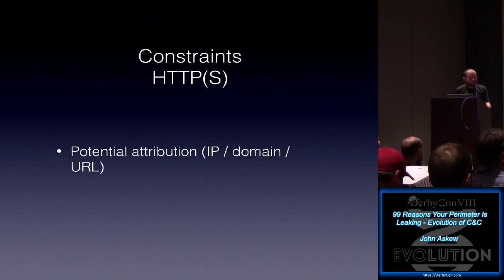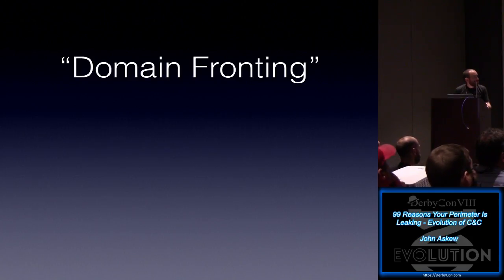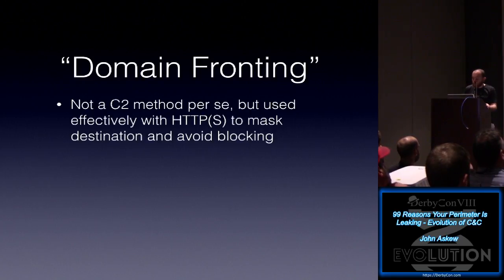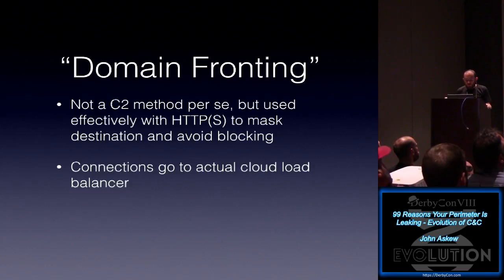There's that, but then I want to talk about this other concept that many of you may be familiar with, domain fronting, which is not a command and control method per se, but it can be used effectively with HTTP to mask your actual destination and avoid blocking. Because when you do this, and I don't really have time to go into the technical details of how this works, connections go to an actual cloud load balancer or something like that, so it looks like it's actually going to Amazon or Google or somewhere, and then on the back end it gets routed to your actual malicious command and control server.